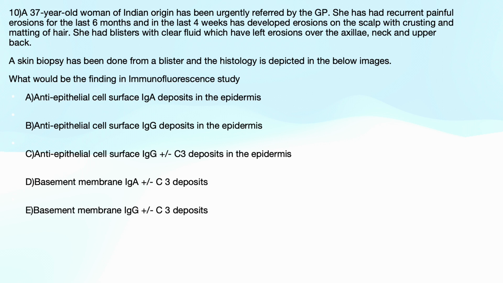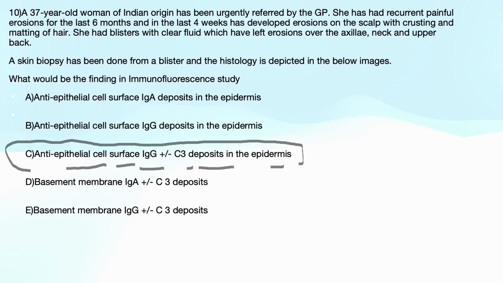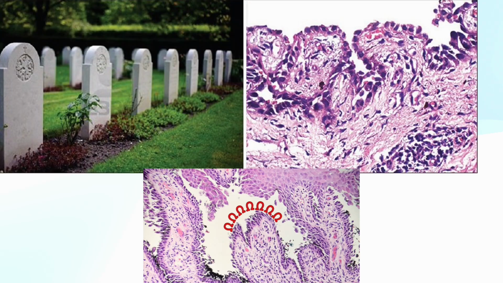Okay, histology. See the history, see the histology. Recurrent painful erosions for 6 months. What could this be? Row of tombstones, acantholytic cells, IgG deposition. Of course, this is pemphigus, and so what will you expect here? Anti-epithelial, obviously, cell surface IgG and C3 deposit in epidermis. This histological picture has been asked twice so far in the last 10 years in part 2. That's the reason I had put this.